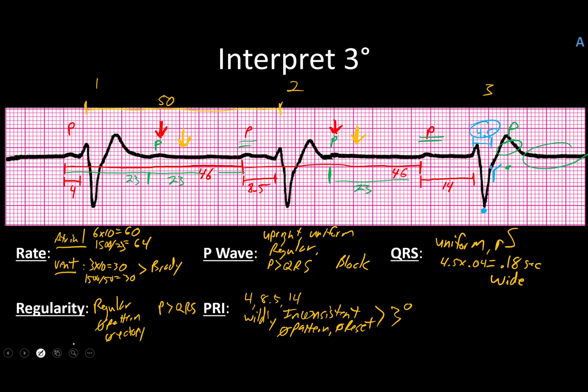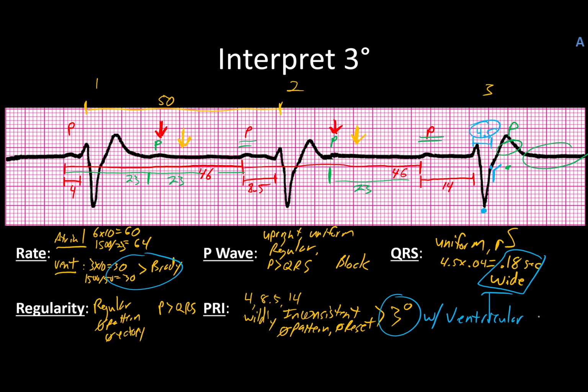Now, having all that put together, that we're bradycardic in the 30s, we're in a 3rd degree block, and that we have a wide QRS, we are in 3rd degree with ventricular escape. And that's that.